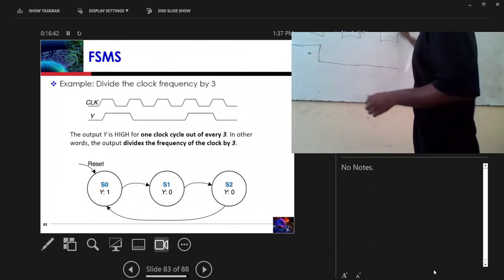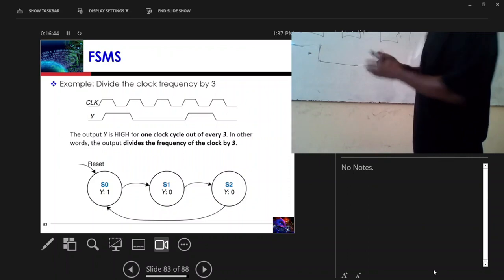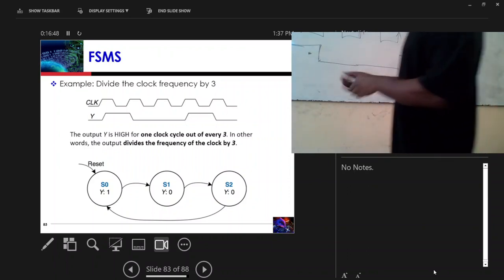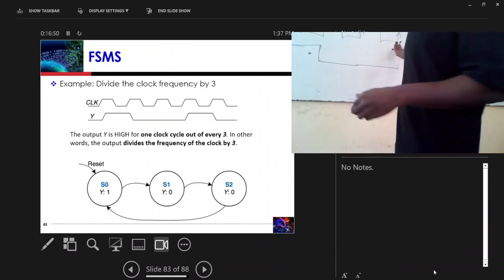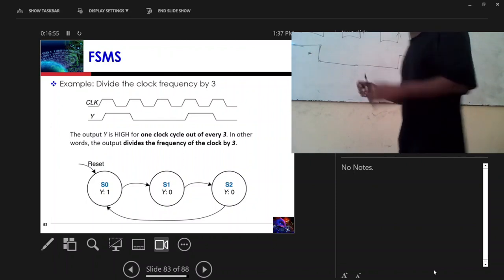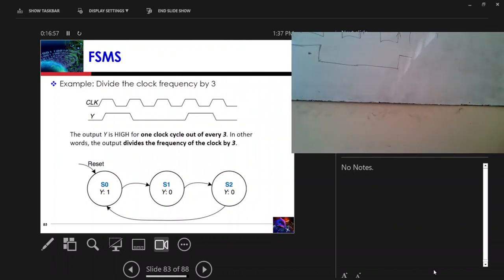Then we count again. The next state is that Y must go high. So Y comes high here. And then we continue. So we have counted 1, 2, 3. 3 cycles. It comes high. It stays high for one cycle. 1, 2, 3 cycles. Any confusion? So easy.